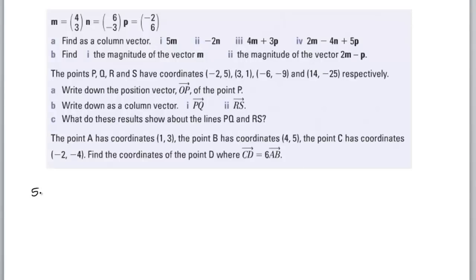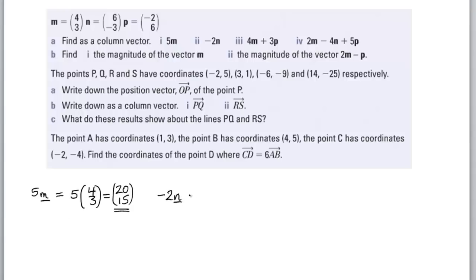5m, and again feel free to pause the presentation if you want to try some of these yourself. 5m, the 5 is the scalar, m is the vector, so that means 5 lots of the vector 4, 3, which is 20 and 15. You could compare it to multiplying out a bracket. When you're dealing with algebraic expressions in general, the number outside the bracket gets multiplied by everything in the bracket. Here, we're absorbing the scalar quantity into the bracket because we still want our answer to be a vector.